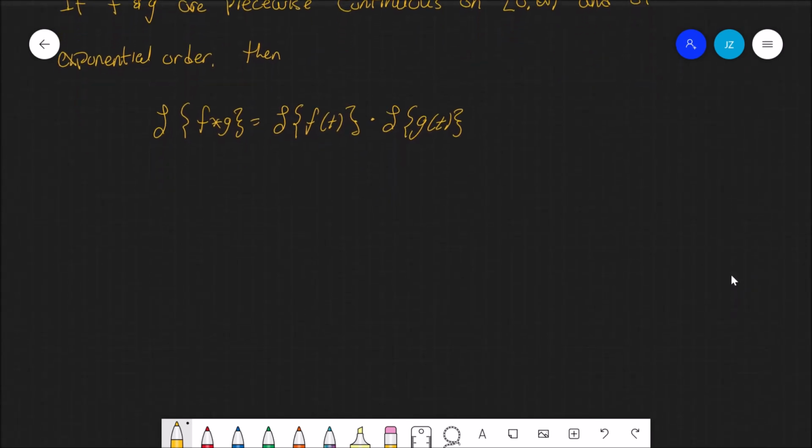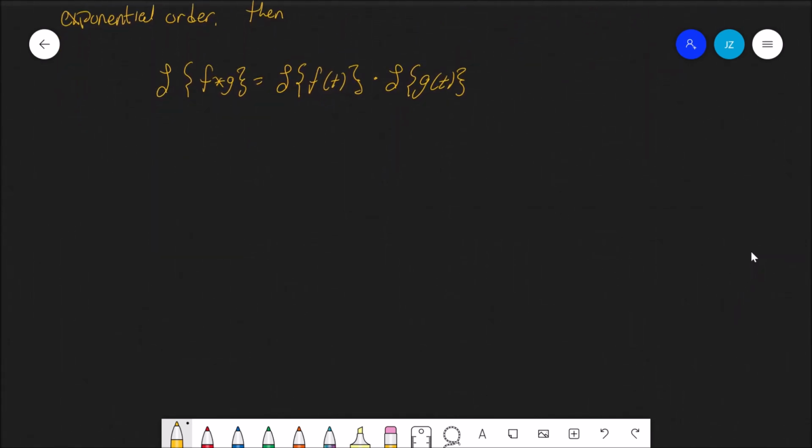So we're going to use the convolution theorem to solve a special type of integral equation. So we're going to solve the equation f of t equals 3t squared minus e to the negative t minus the integral from 0 to t f of tau e to the t minus tau d tau. So take the Laplace transform of both sides.